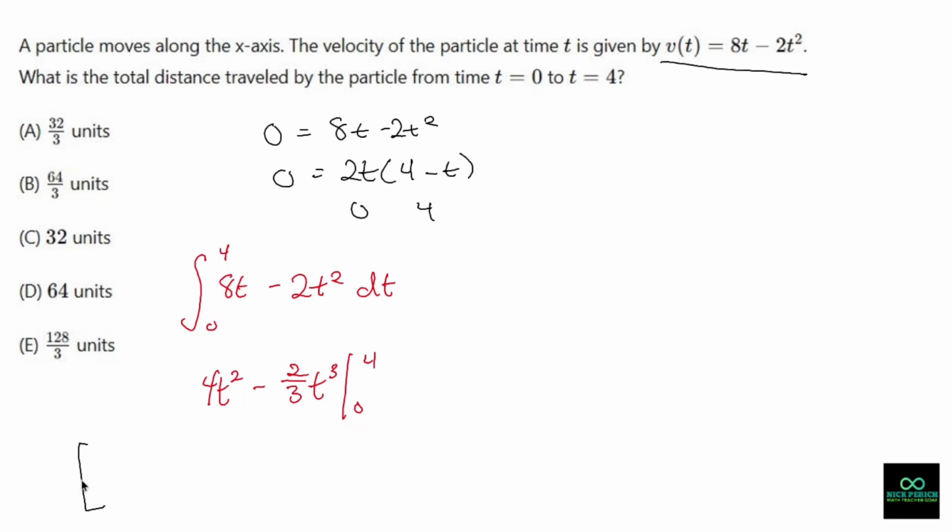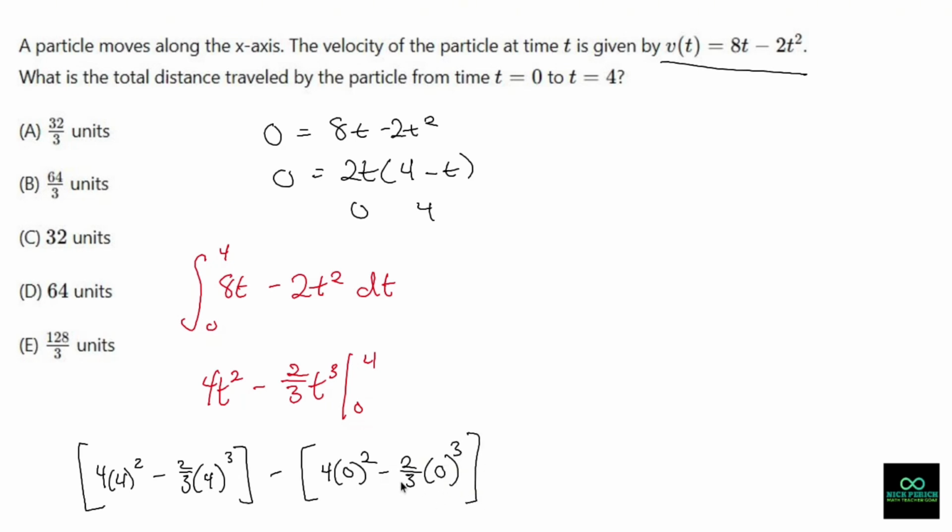We're going to have 4 times 4 squared minus 2/3 times 4 cubed. That's not fun, but this part's going to be kind of easy: 4 times 0 squared minus 2/3 times 0 cubed. So we all know what's going to happen here. 0 squared times 4 is 0, 0 cubed times whatever is 0. This whole thing becomes 0. So now I just need to focus on the left side. All right, so 4 times 4 times 4 is 64, minus 2/3 of 64.